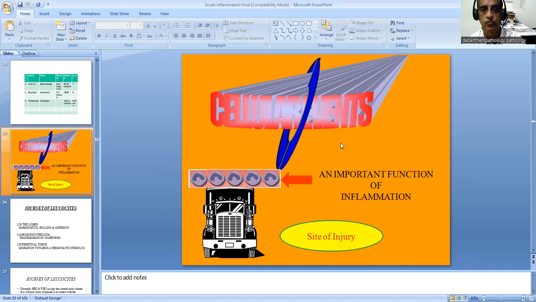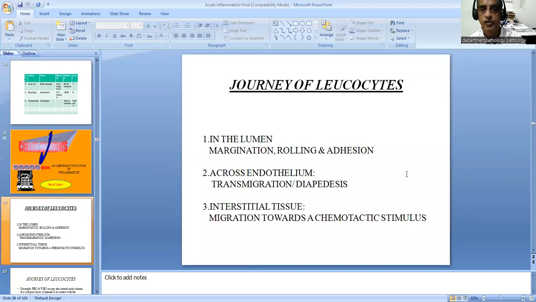The second component of inflammation was the cellular events. The first were the vascular events, which we have dealt with. Now the second is the cellular events that take place. So an important function of inflammation is to see that the leukocytes reach the site of injury. So we have already touched a bit upon it. Now we'll go into the details.